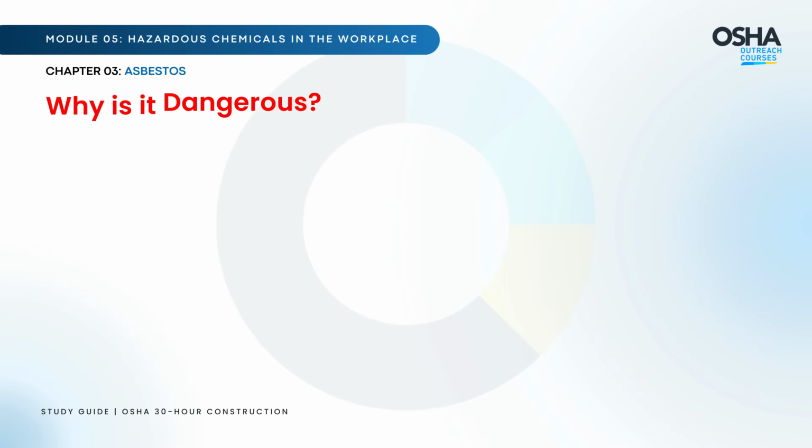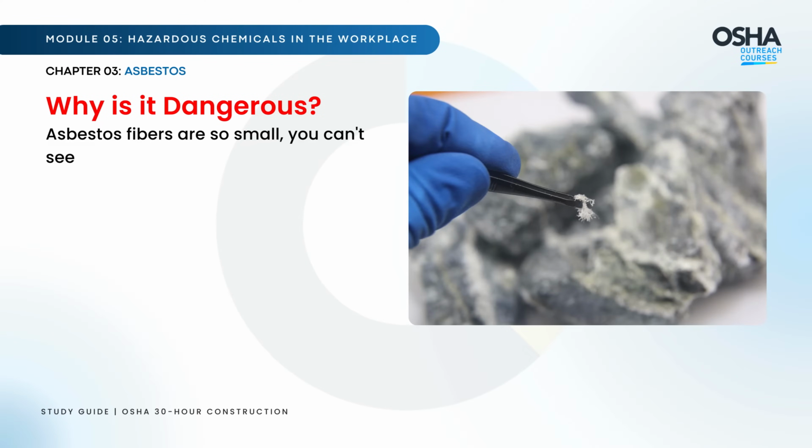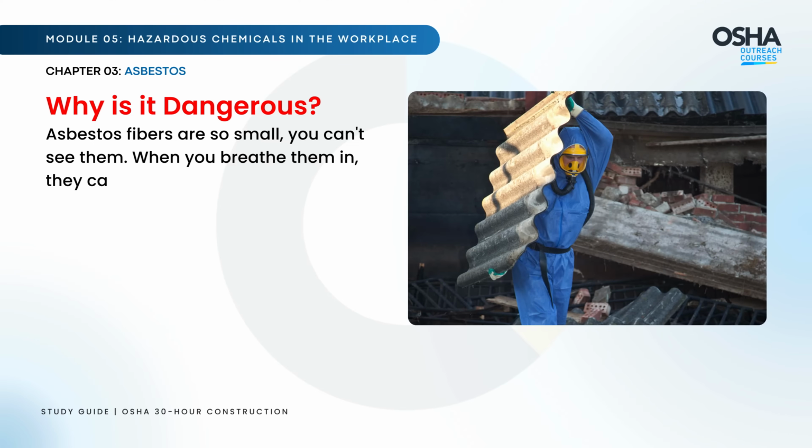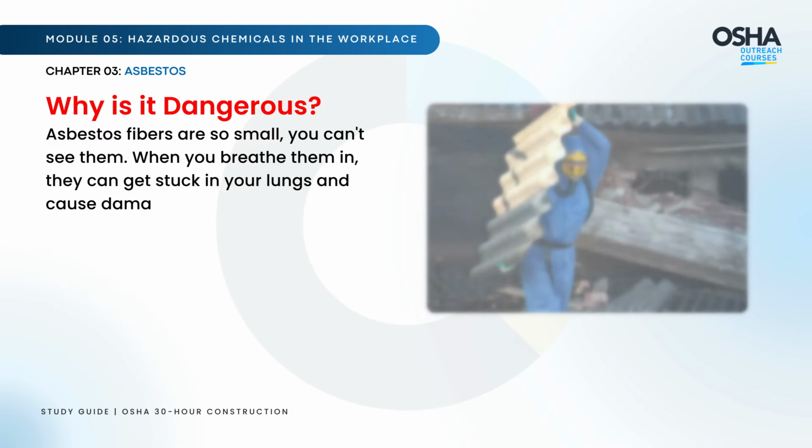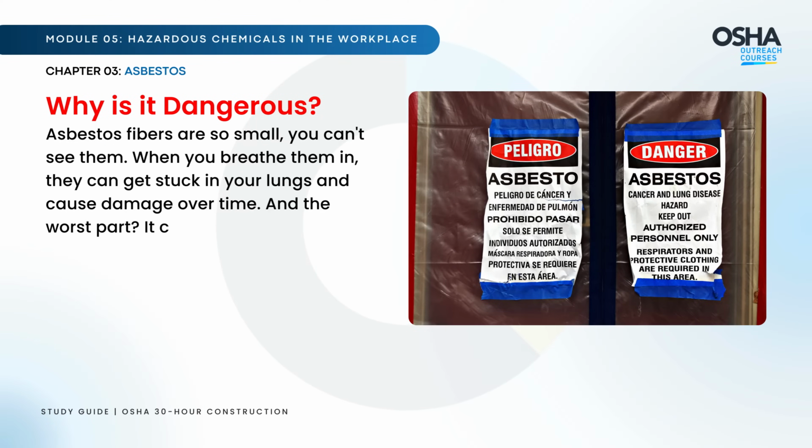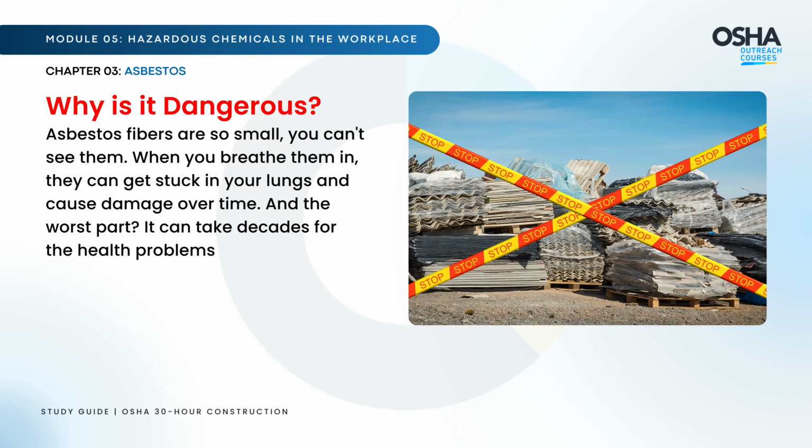Wondering why is it dangerous? Because asbestos fibers are so small, you can't see them. When you breathe them in, they can get stuck in your lungs and cause damage over time, and the worst part, it can take decades for the health problems to show up.